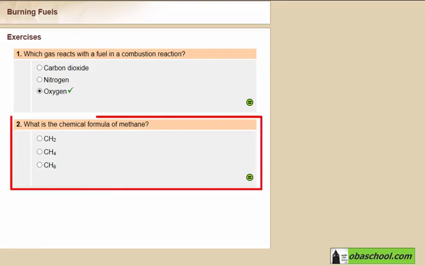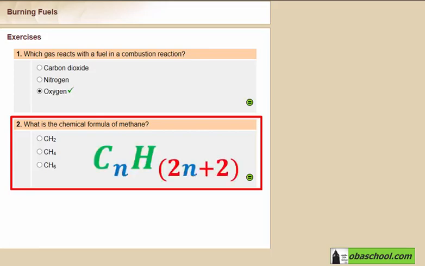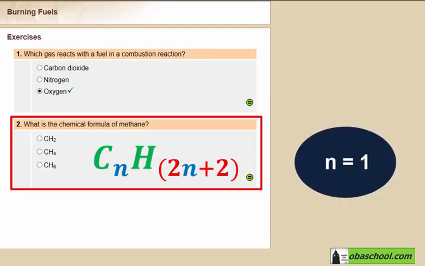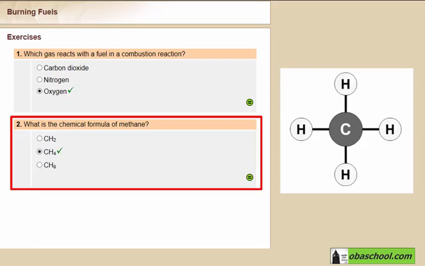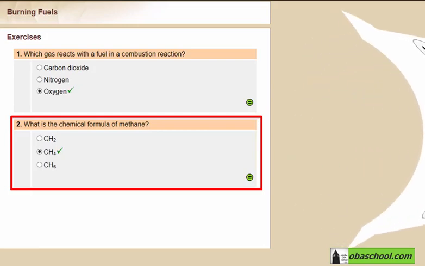What's the chemical formula of methane, which is the smallest alkane? Is it CH2, CH4, or CH6? Remember that the general formula of alkanes is CnH2n+2. So n in this case is equal to 1 because we have only one carbon atom. So which formula is correct? Excellent. CH4 is the correct formula of methane, which is the smallest alkane.